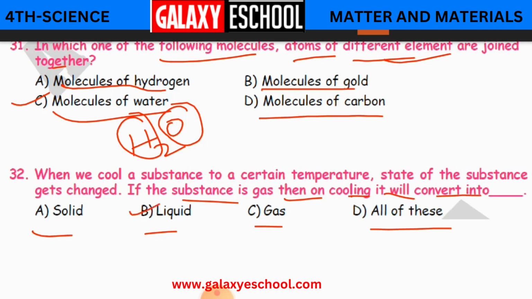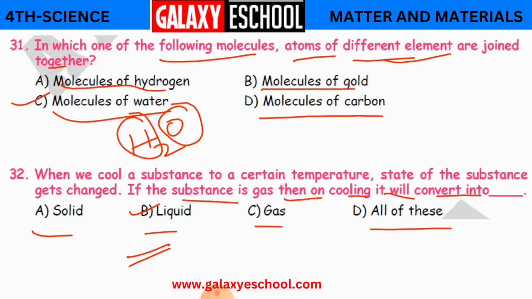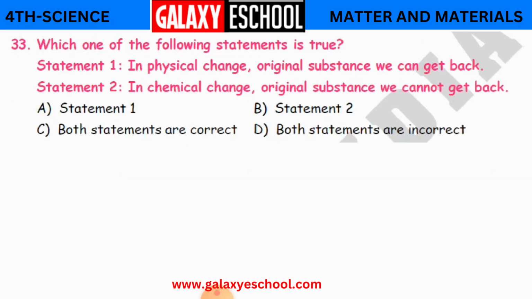So if the substance is a gas, it is cooled. Gas here is nothing but water vapor. So the water vapor is going to convert into what? Water. Again, water is what? Liquid. So that is why B is the correct answer. Understood, children? Yes. Now, 33rd question.